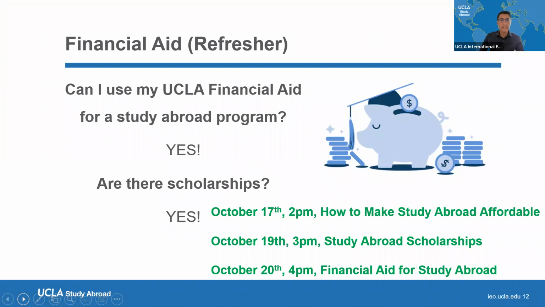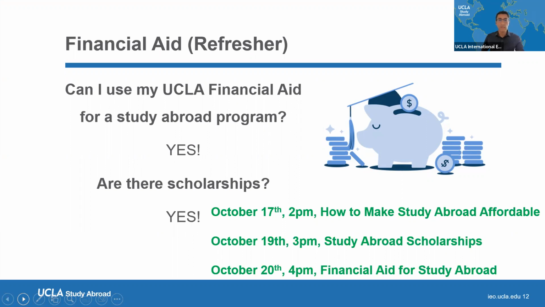Financial aid and finances. Financial aid is available. Please make sure that you apply for FAFSA. The deadline is usually March 2nd every single year, and your financial aid carries abroad with you. Scholarships: there are many scholarships, so make sure that you look at the UCLA IEO website.